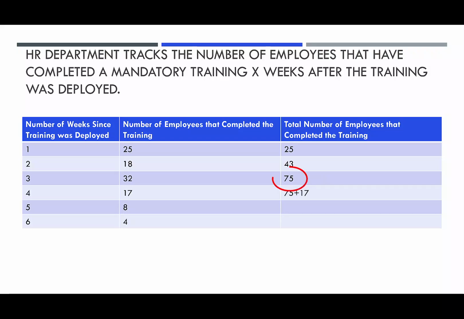For week 3, we're going to add our 32 to our previous 43, which gives us a total of 75. Week 4, we're going to add 75 to the 17 employees that completed the training that week, which says we now have 92. In week 5, we take the 92 from the previous total, we add the 8 additional employees, which says now we have 100 employees that have completed the training. Then in week 6, we take the 100, we add the 4, which gives us 104. Notice the cumulative gives us the total of all previous weeks, where the frequency distribution just gives us the number of employees that completed the training in that particular week.